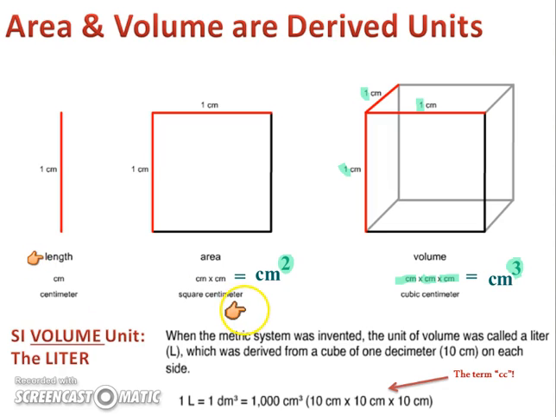Okay, so when the metric system was invented, of course, the unit of volume was called a liter, which was derived from a cube of 1 decimeter on each side, so 10 centimeters on each side. 1 liter then equals 1,000 cubic centimeters. So I was talking in class briefly about derived units, and I talked about the cc's that you often hear in the hospital when they're refilling your IV bags. I need 200 cc's stat, or maybe in a syringe that they're putting into your IV line. 1,000 of those is equal to a liter. So typically in hospitals, they're dealing with about a liter of an IV bag, maybe half a liter. So they're dealing with about 1,000 cc's or 500 cc's.